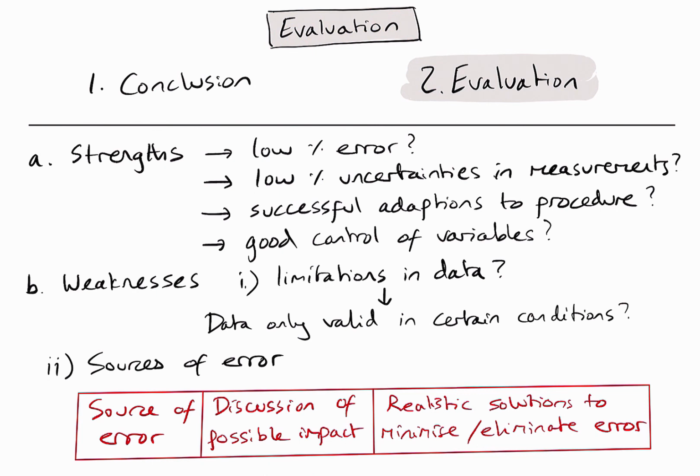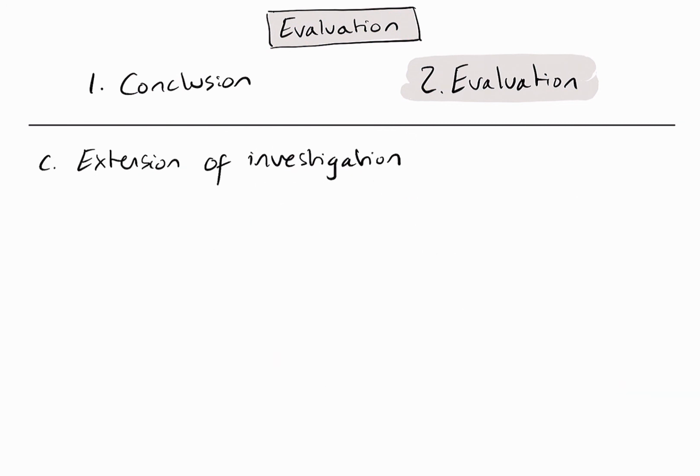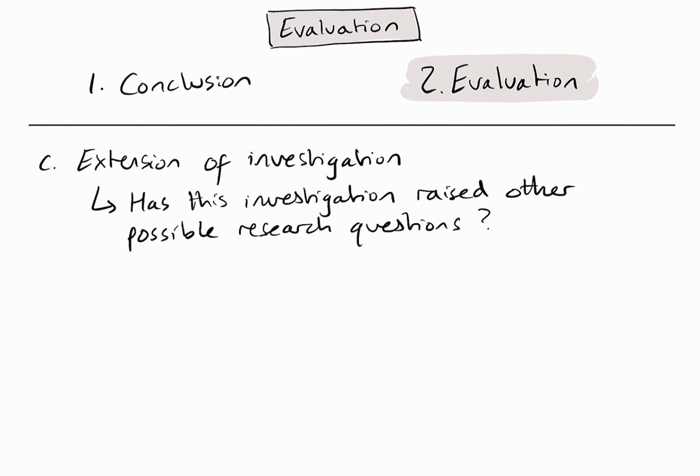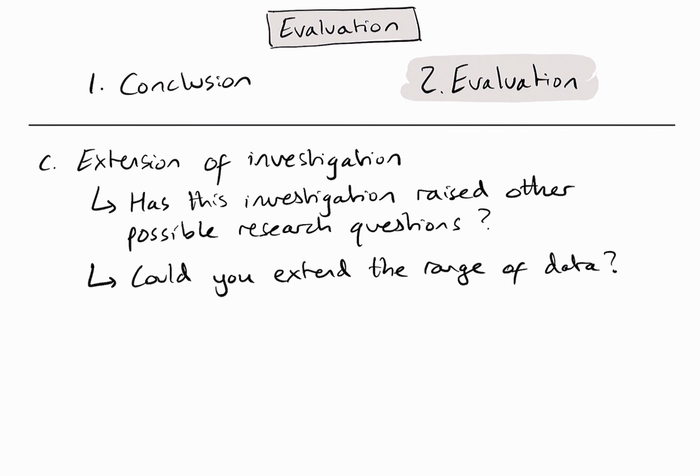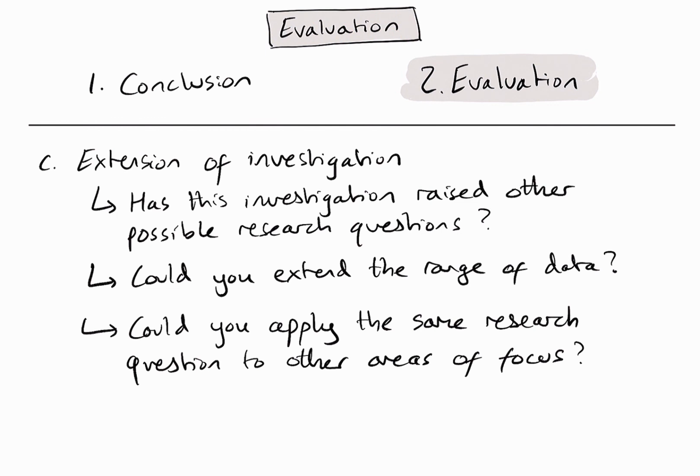The final part of your evaluation section will be to consider the extension of your investigation. In this short section, you might consider if this investigation has raised other possible research questions that are related to it. You might consider how you would extend the range of data. Or perhaps you could apply the same research question to other areas of focus. This will be a short section. You just need to make sure that any suggestions are tied to the research question of your investigation. And that brings to an end the key parts of a good evaluation section in a chemistry IA.